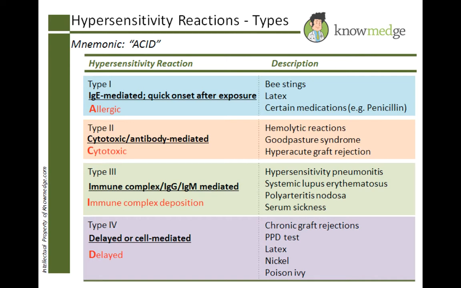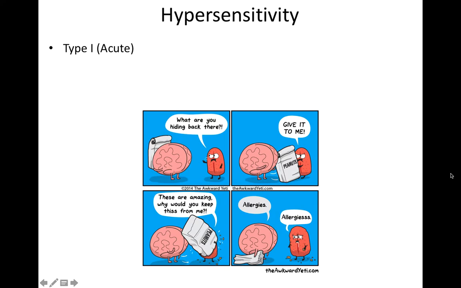Type 1 is immediate. 2 and 3 are going to overlap with autoimmunity and are not going to be quite as acute. And then type 4 is delayed. So you can kind of come back to this and see this as we get into this. Okay, so type 1 is what is known as an acute. Generally, if somebody says they have allergies, this is the type of hypersensitivity they're talking about.